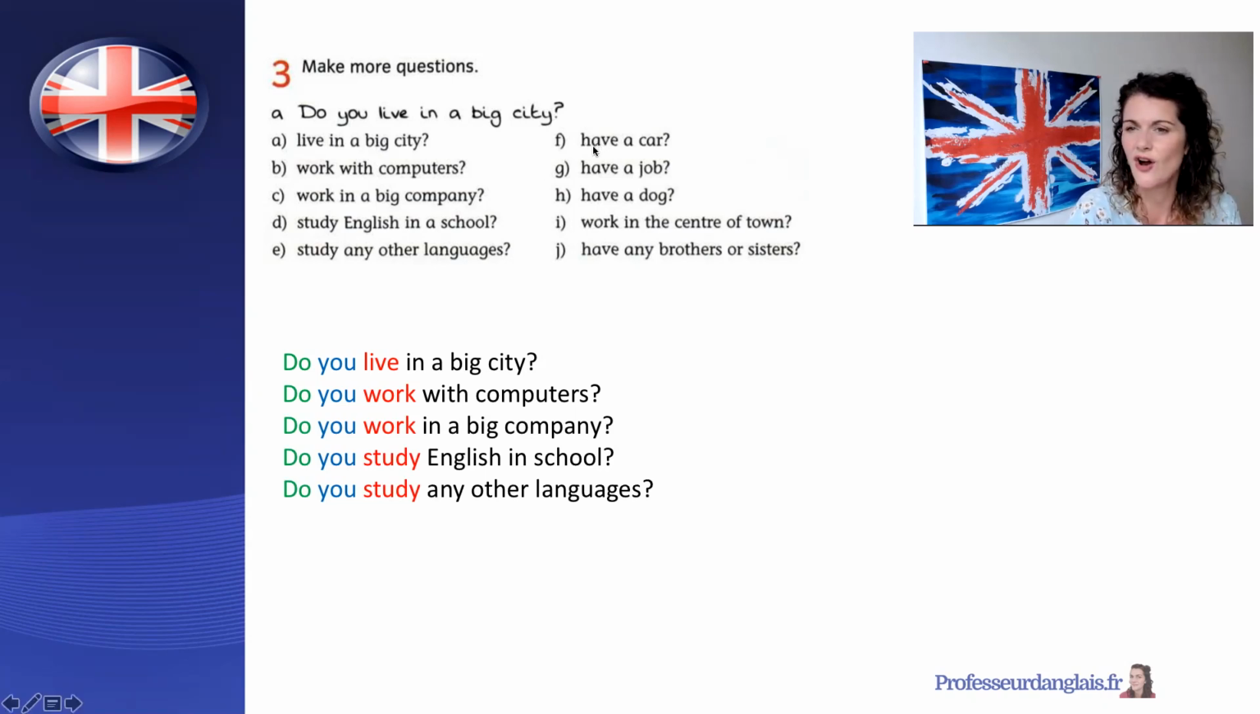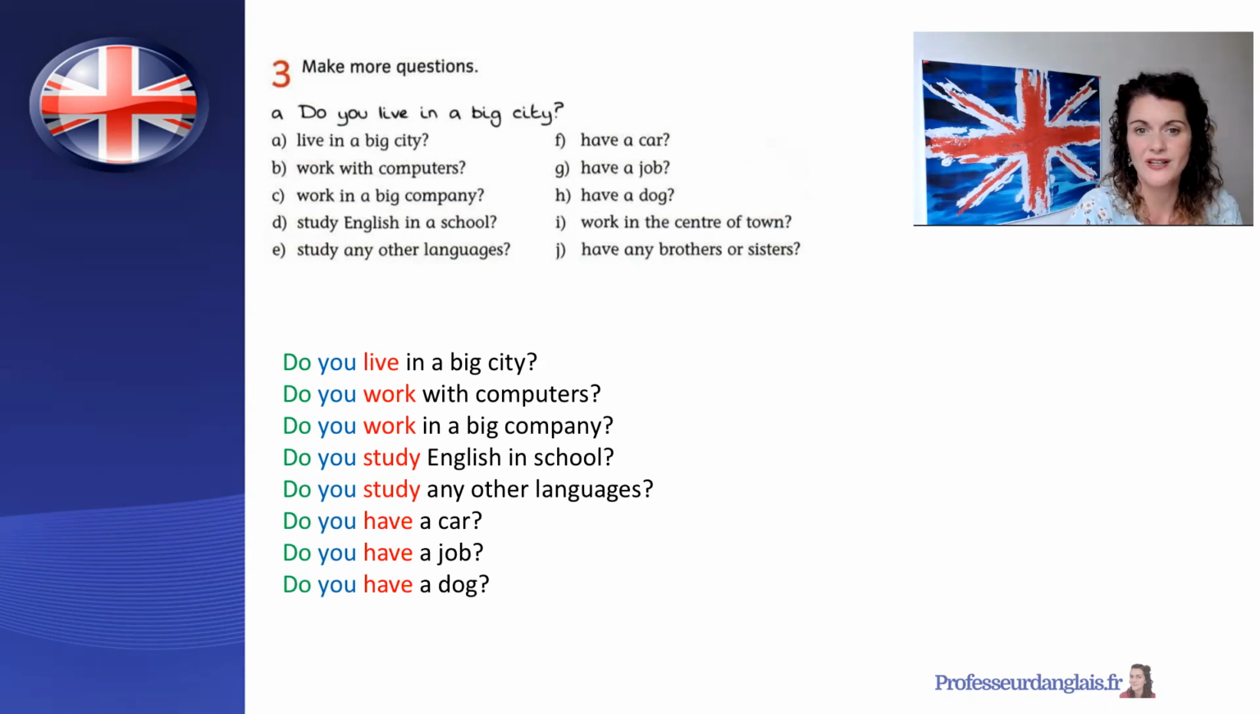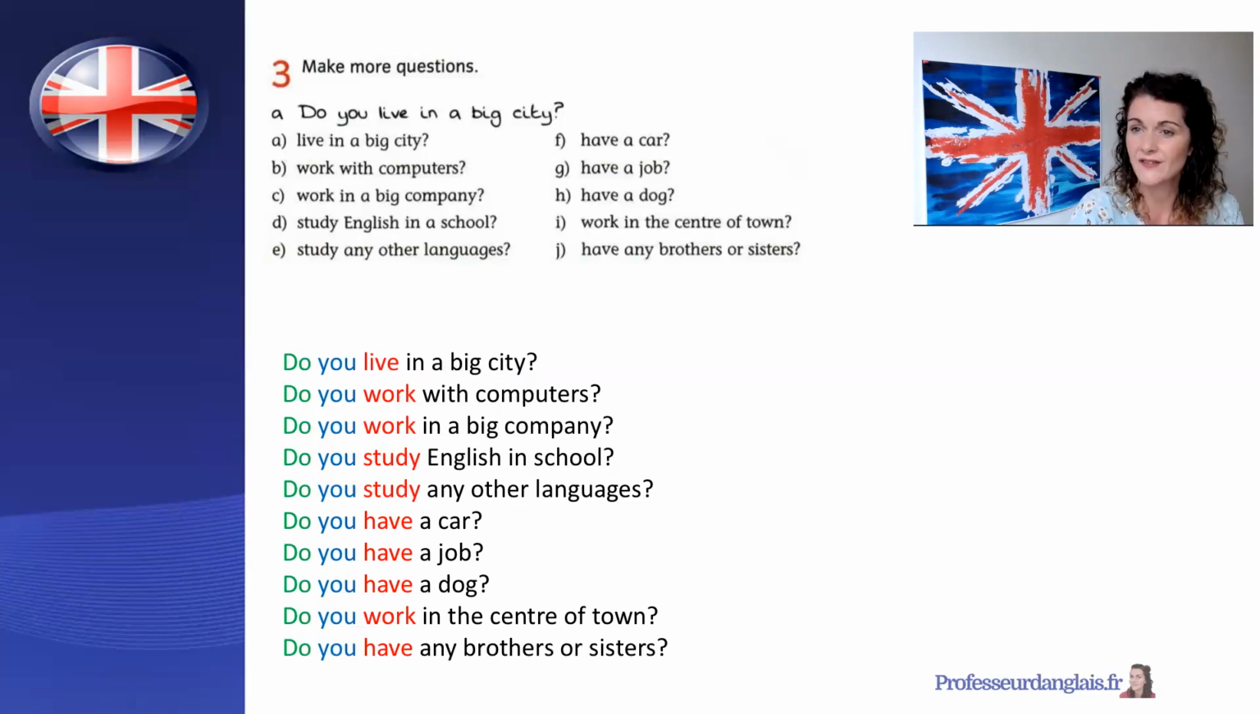F, have a car. Do you have a car? G, have a job. Do you have a job? H, have a dog. Do you have a dog? I, work in the centre of town. Do you work in the centre of town? And finally, J, have any brothers or sisters? Do you have any brothers or sisters?